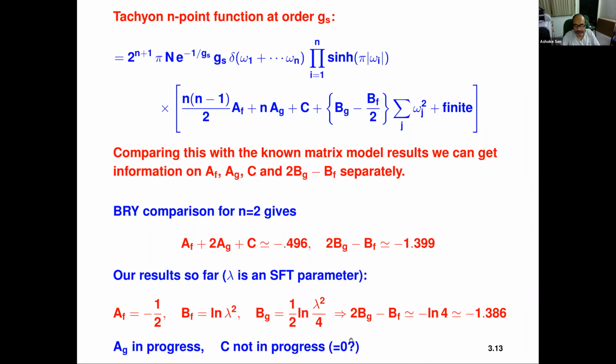Now, this is not a completely rigorous argument, but we'll see how far we can get. AG certainly can be determined without any problem. C also in principle can be determined, but the computation is of course much more complicated, and also there is some additional ambiguity that you have to resolve by looking at the tree-level closed string amplitudes.